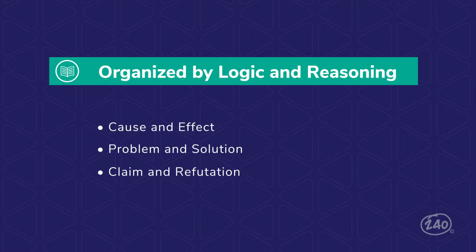Claim and refutation is a type of organization in which the author argues against a statement, fact, or claim. To identify this one, look for the author to provide a statement, use however or in fact, and then provide counter-arguments. Compare and contrast is a type of organization in which the author provides similarities and differences about two ideas. For example, pros and cons.